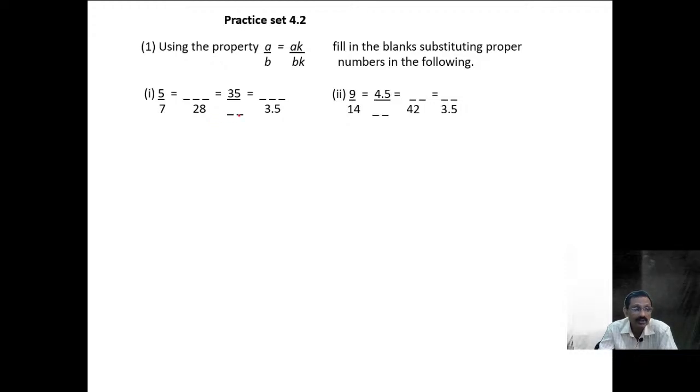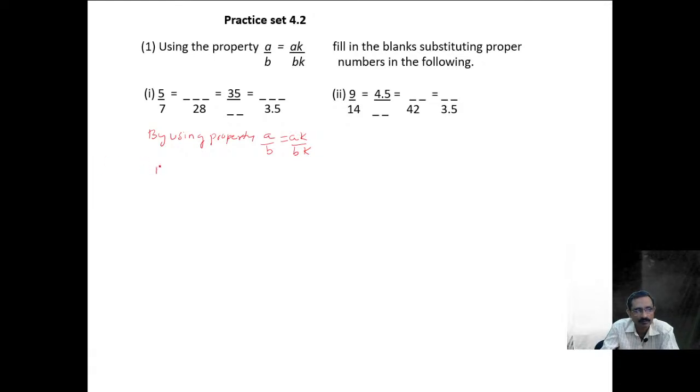Now, there are three methods in doing this. In our previous standards, we have taken the 7. We have seen how many times it is multiplied. 7 fours are 28, so we use the same 4 here. 5 fours are 20. But here it is given that we will use the property A upon B is equal to AK upon BK. So let's write by using the property which is given to us.